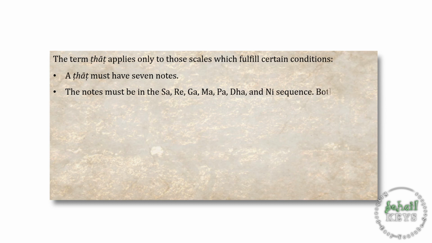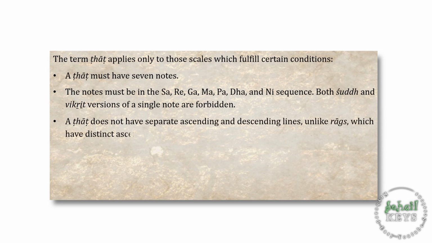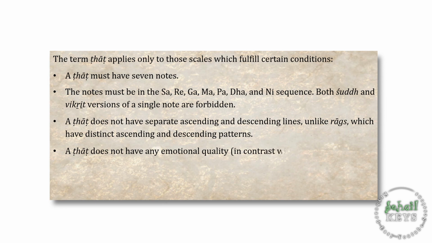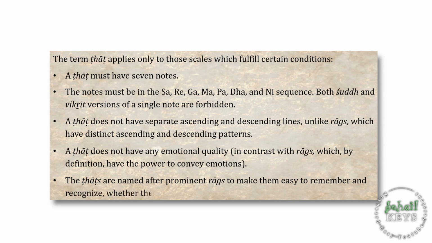Both Shuddh and Vikrit versions of a single note are forbidden. The Shuddh and Vikrit sur will be explained later in this video. A thaat does not have separate ascending and descending lines, unlike ragas which have distinct ascending and descending patterns. A thaat does not have any emotional quality, in contrast with raga, which by definition has the power to convey emotions. The thaats are named after prominent ragas to make them easy to remember and recognize, whether these are heptatonic or not.